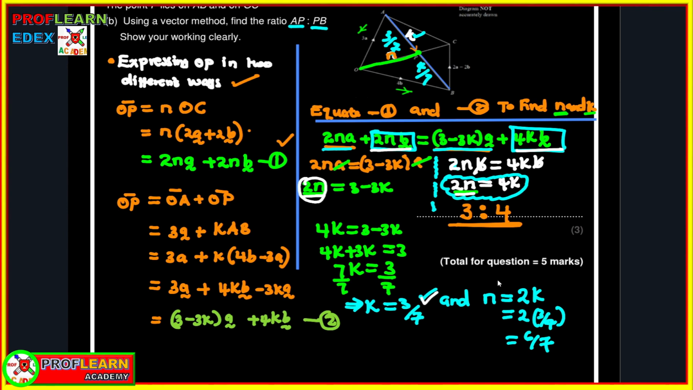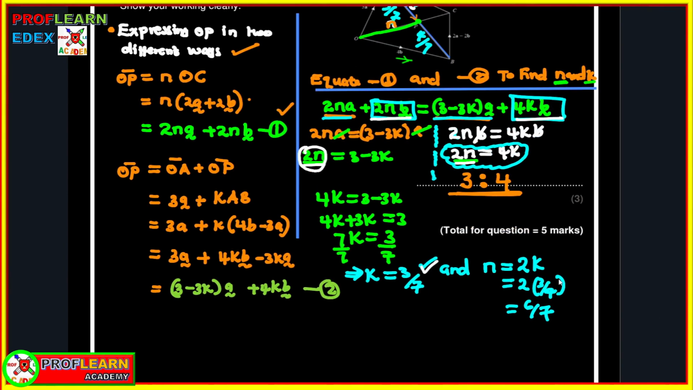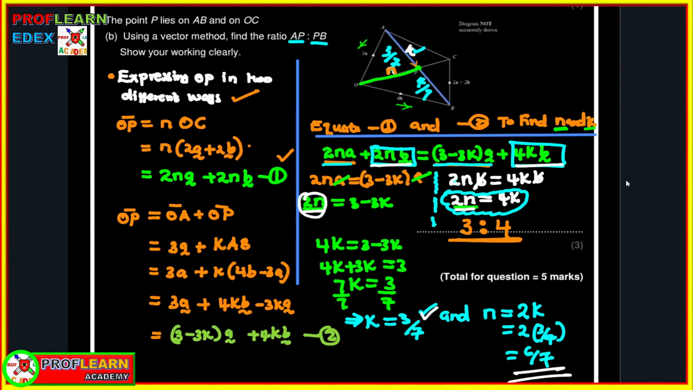Now, since I know k, I can use another equation to find n, because from here, if we divide by 2 both sides, we have n equals 2k. Our k is this, so we can substitute the value of k here, and we end up having 6/7.